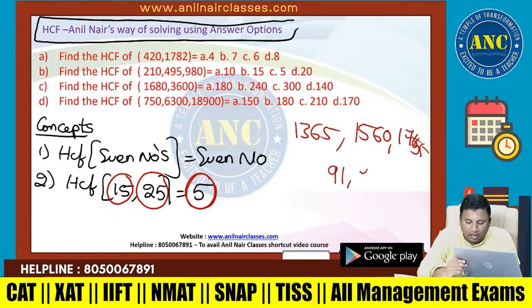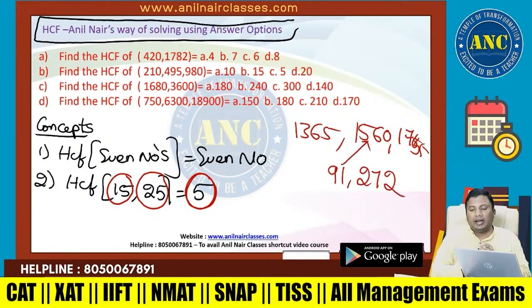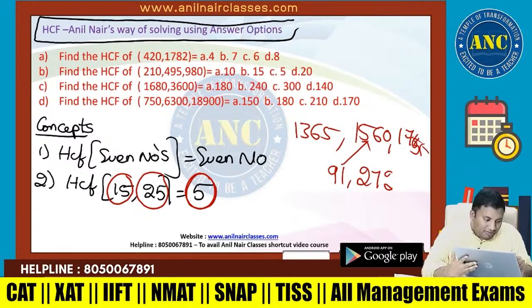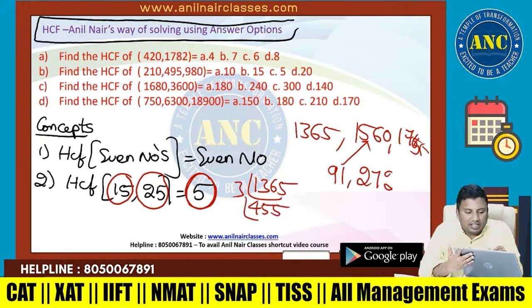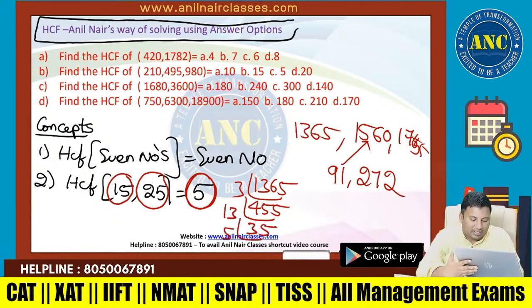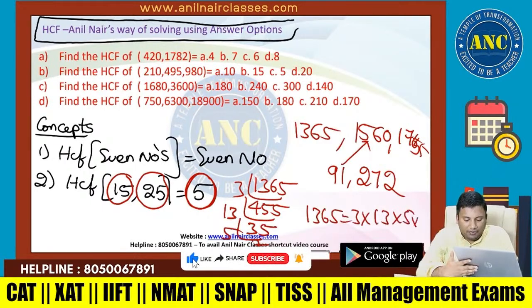Now 91 and 273. First I will answer that question, because if any doubt is good, we should discuss it. 1365: 3 fives are 15, 3 threes are 9, 65, 5 sevens are 35. 1365 is 3 into 13 into 5 into 7.